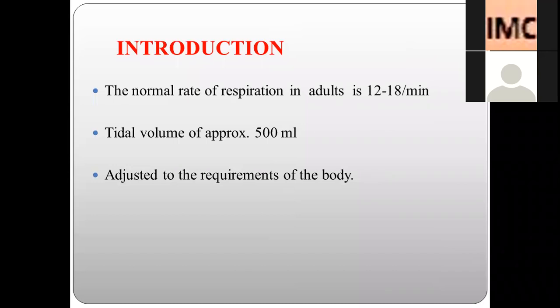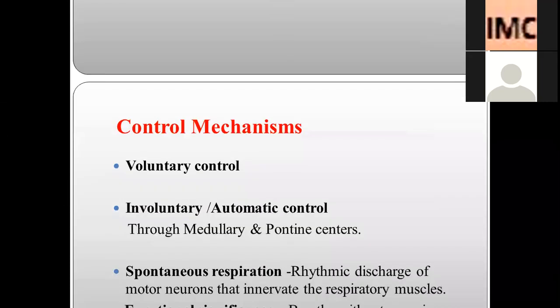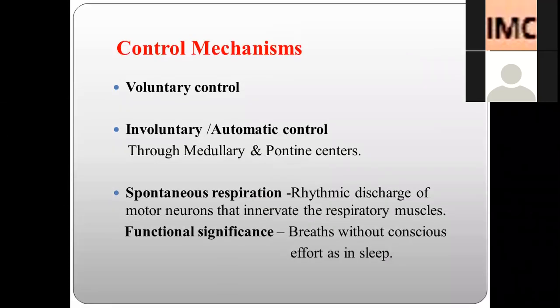So the normal rate of respiration in adults is around 12 to 18 per minute. The tidal volume is around 500 ml, and this is adjusted to the requirements of the body. So these are the basic things. But as our body is changing, the metabolism is going to change, this will shuffle, and according to that, the respiration is regulated. What are these control mechanisms?